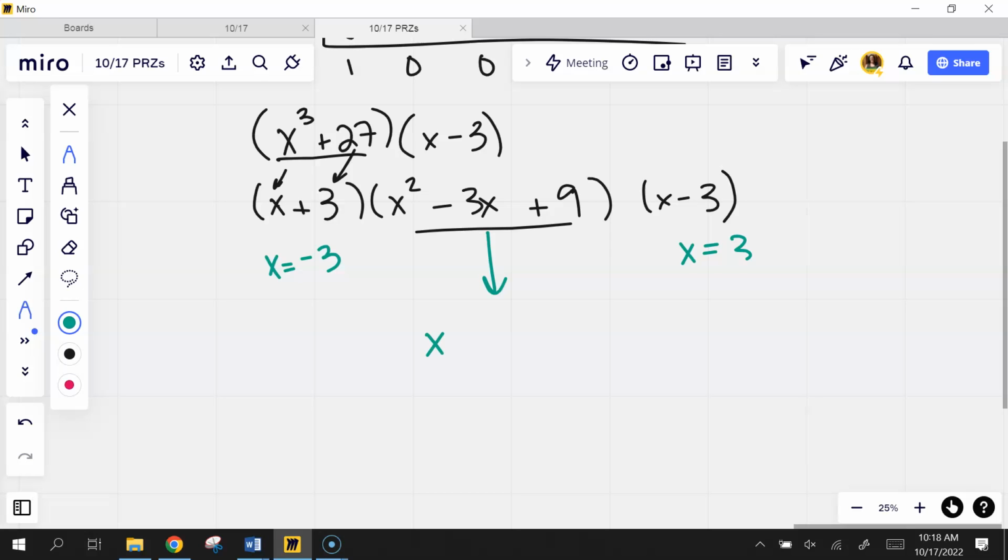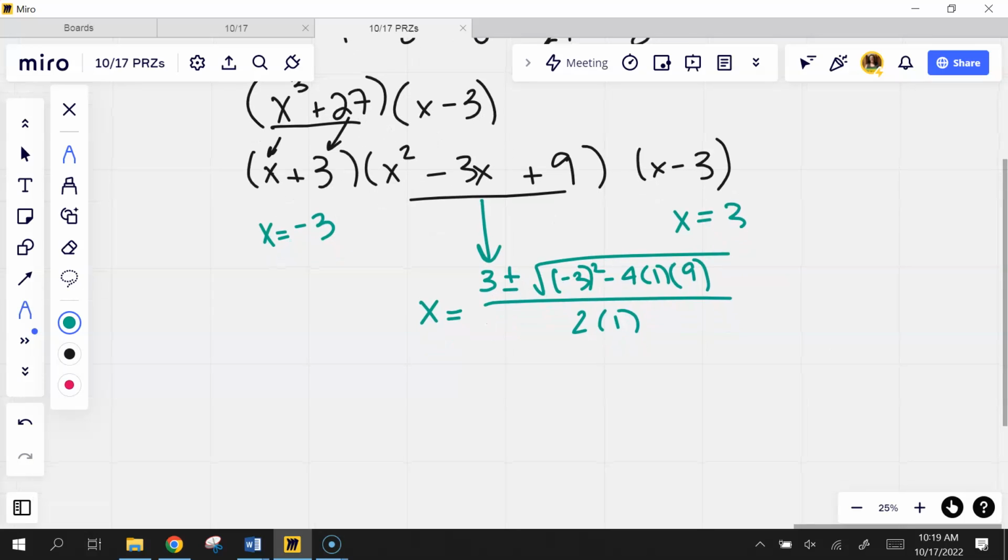So, opposite b plus or minus the square root of b squared minus 4 times a times c all over 2a. I'm dead serious. Can you believe it? I see an imaginary solution on the horizon.